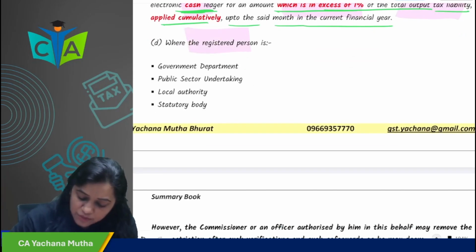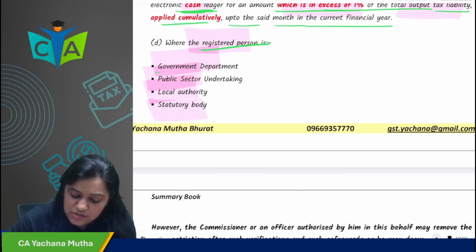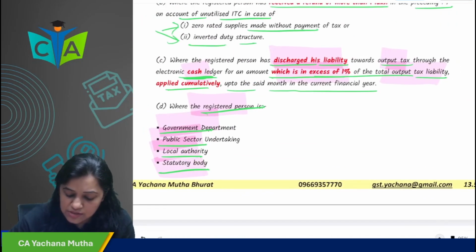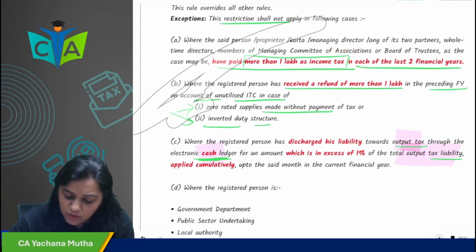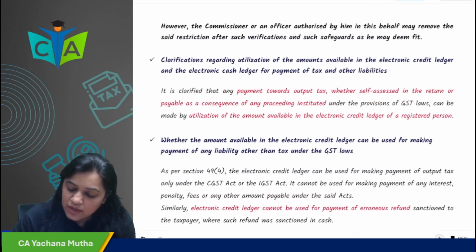And where the registered person is a government department, PSU, local authority, statutory body. In this case also the restriction is not applicable. So the restriction will not be applicable in these four cases.